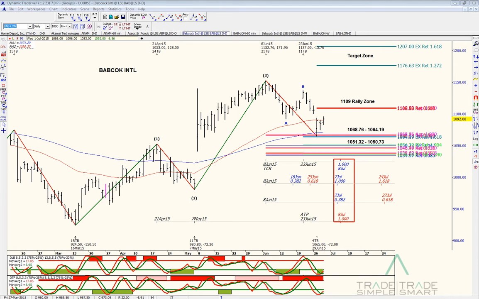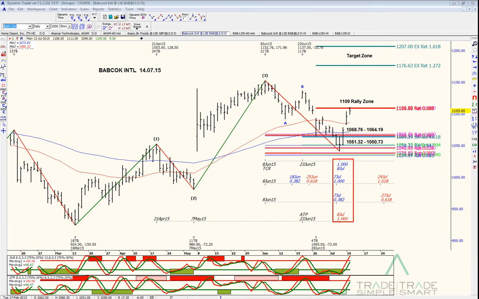Now, one thing we did point out was the zone of 1109, which was a potential resistance zone to the rally. This would be an area where, once price action reached it, we'd be looking to maybe trail our stops or apply some type of money management strategy to the trade, just in case the resistance holds and the price action begins to move back to the downside. So we're going to fast forward to today's price action on the 14th, and see exactly what Babcock has done.